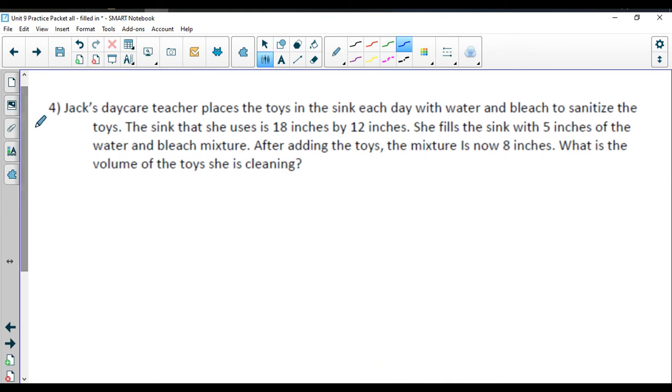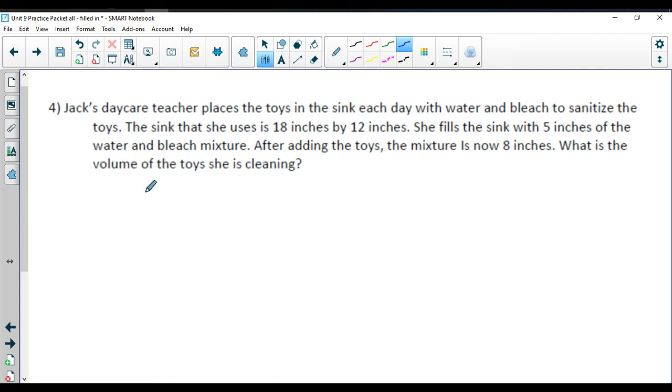And question number 4, Jack's daycare teacher places the toys in the sink each day with water and bleach to sanitize the toys. The sink that she uses is 18 inches by 12 inches. She fills the sink with 5 inches of the water and bleach mixture. After adding the toys, the mixture is now 8 inches. What is the volume of the toys she's cleaning?